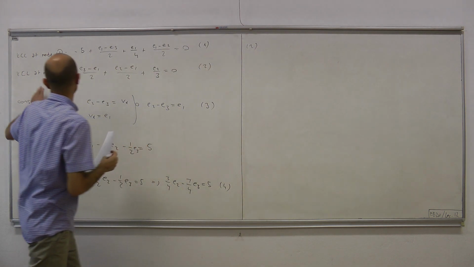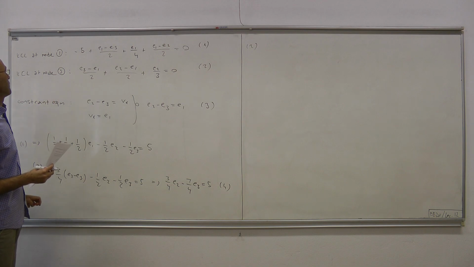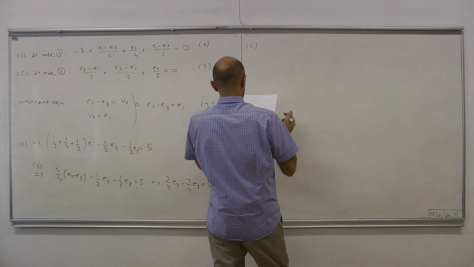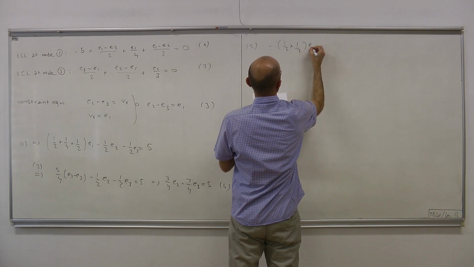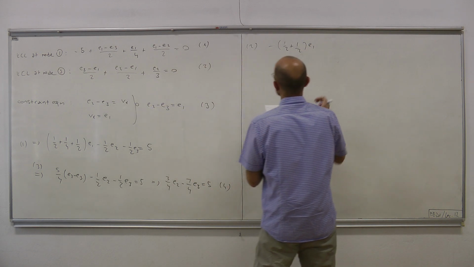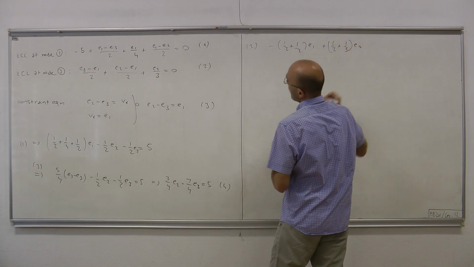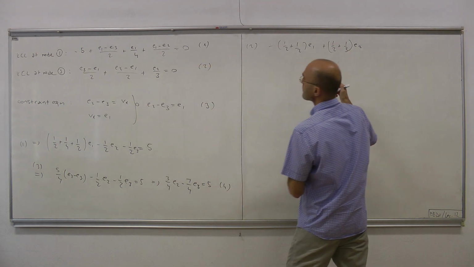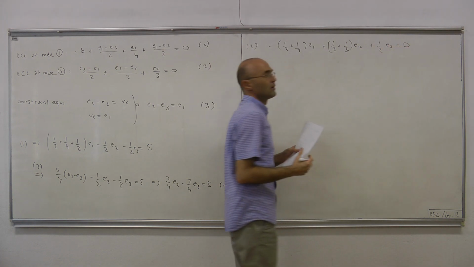Okay. We look now at the second equation, which we were given by the supernode. Again, we have minus 1/2 plus another 1/2 E1. Okay. For E2 we have 1/2 plus 1/3. Okay. And for E3 we have 1/2 plus 1/2 E3 equals 0.